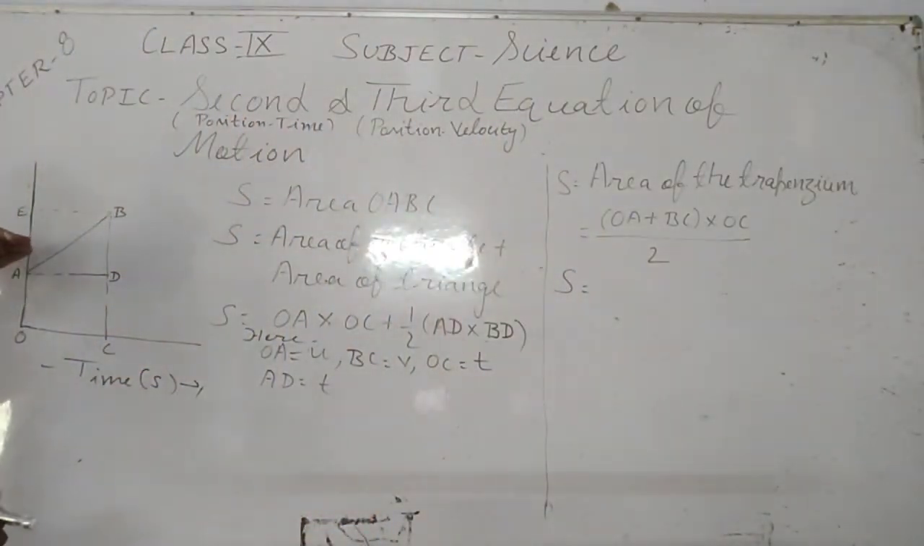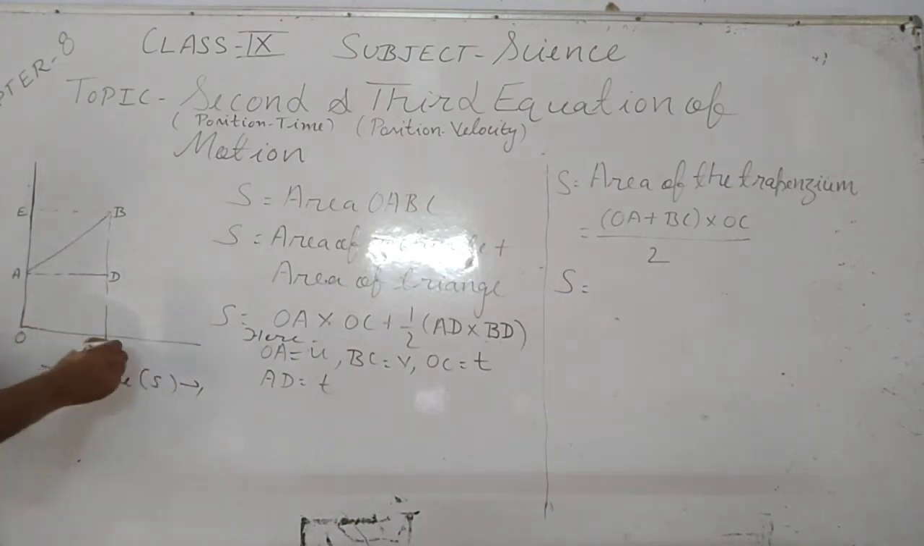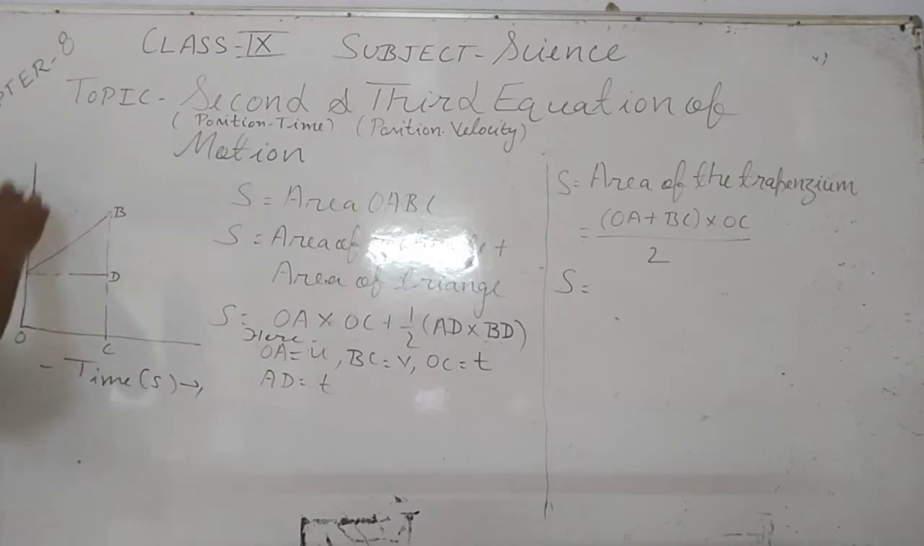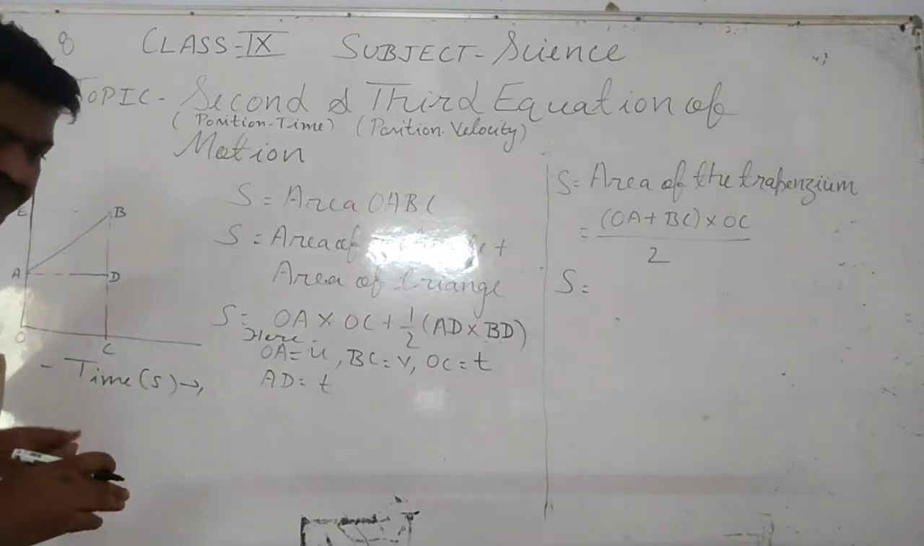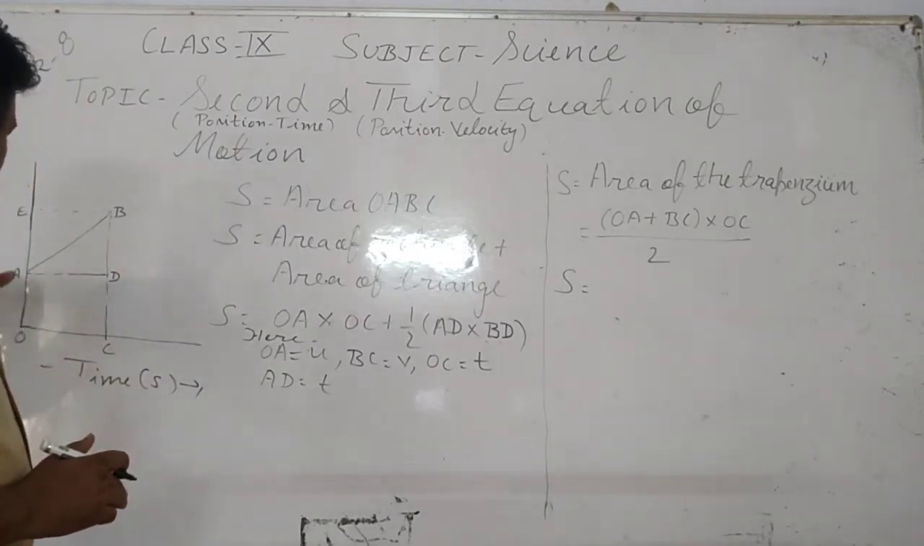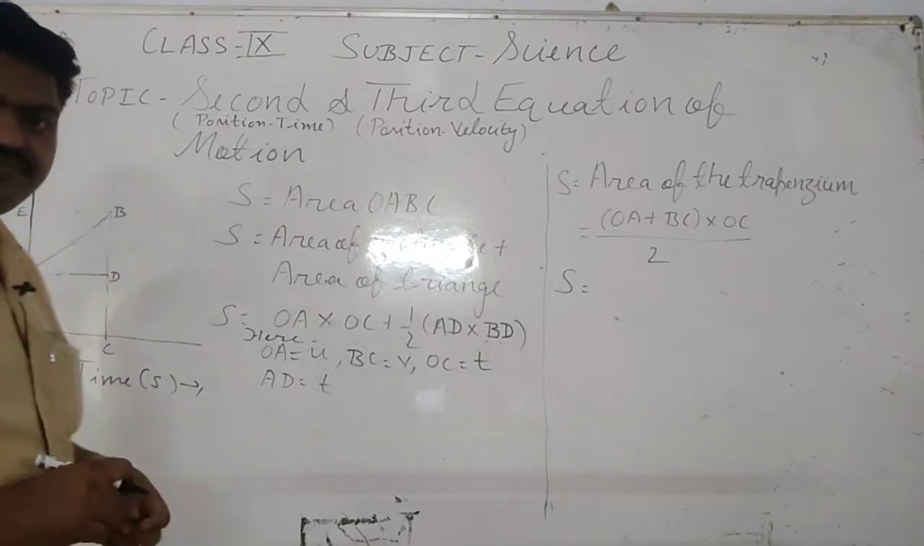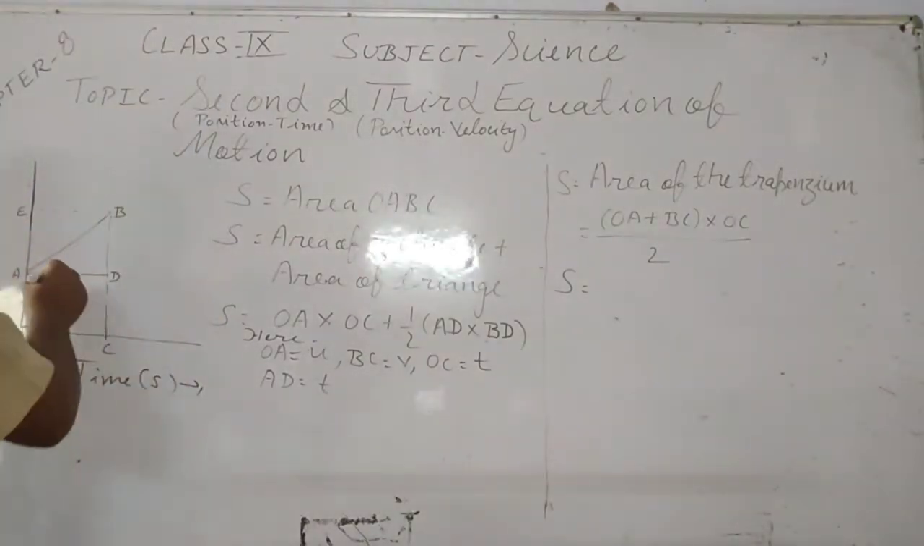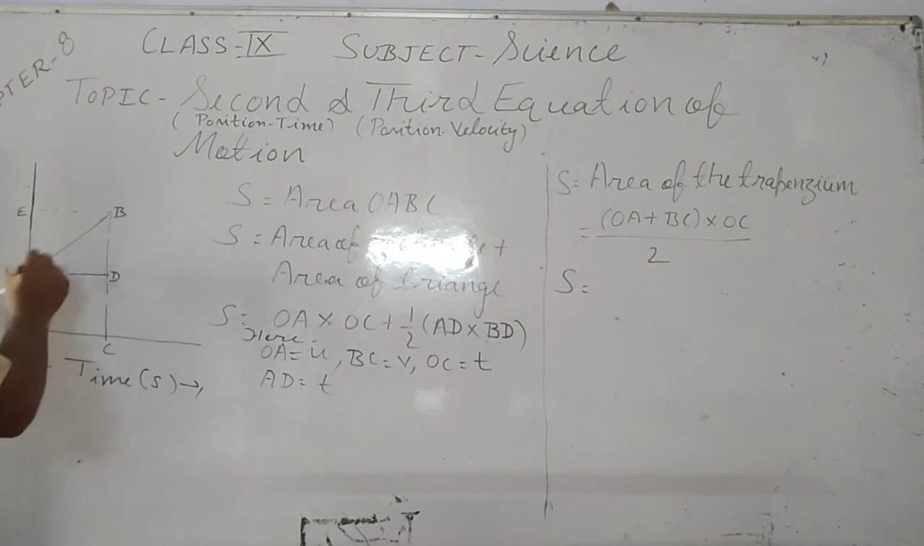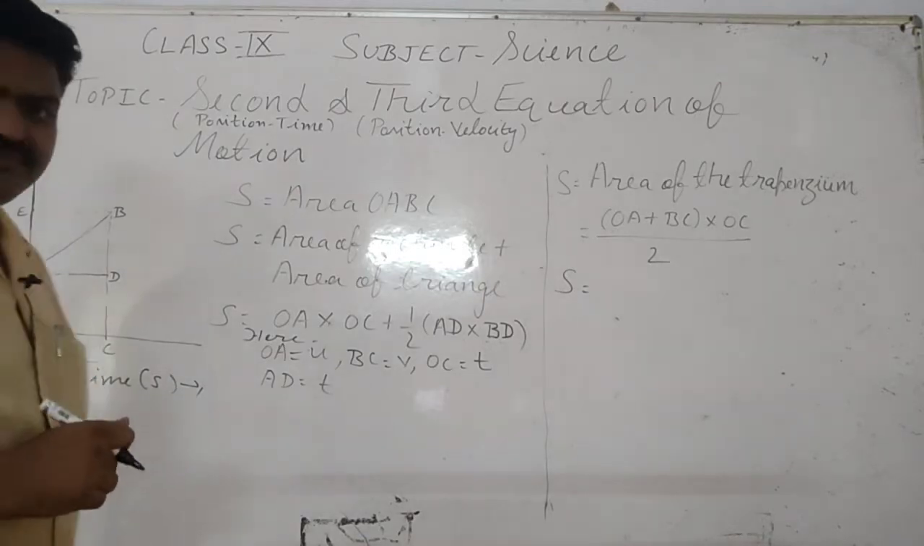In this graph, this is the time and this is the velocity. Now the object starts its motion with other than zero velocity, meaning the object starts its motion from here. So this is its initial velocity and this is its final velocity.